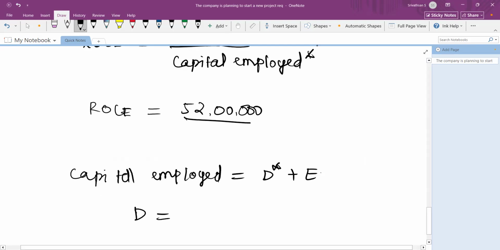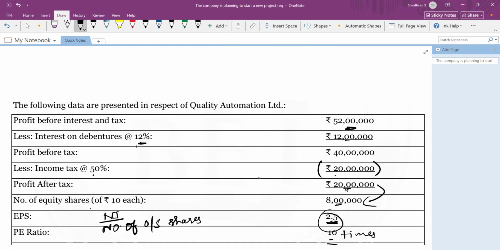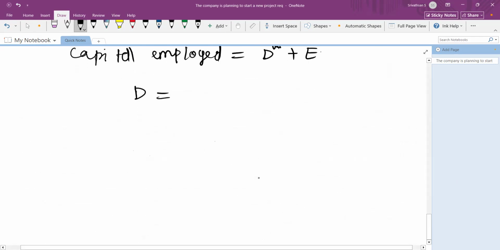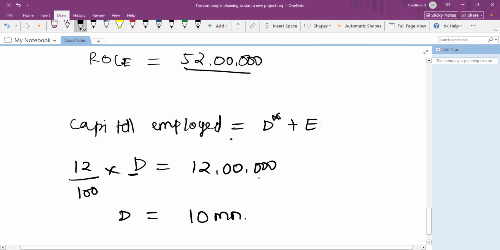The company is paying 12 lakh rupees of interest, which is nothing but 12% of the value of the debt, right? The company is paying 12% interest on the value of debt and the 12% is 12 lakh. So what is the value of the debt? 12 lakh into 100 divided by 12, we get 10 million. So the value of the debt is 10 million, plus what is the value of the equity?